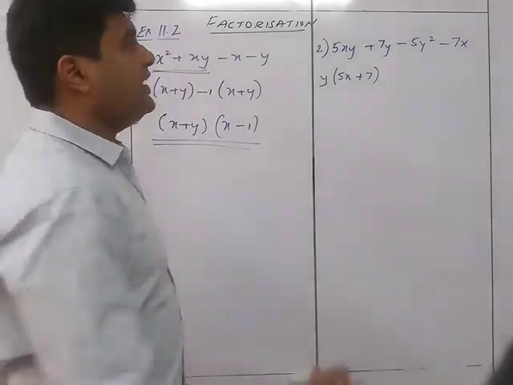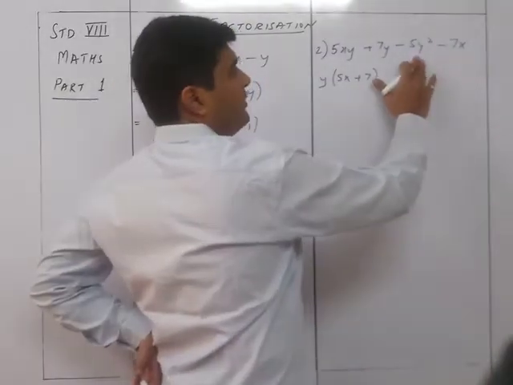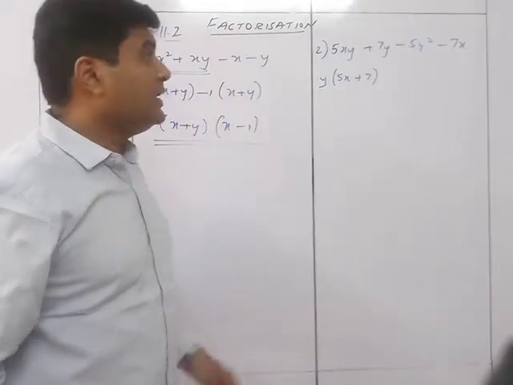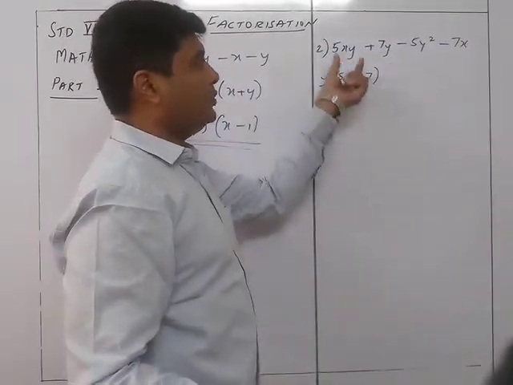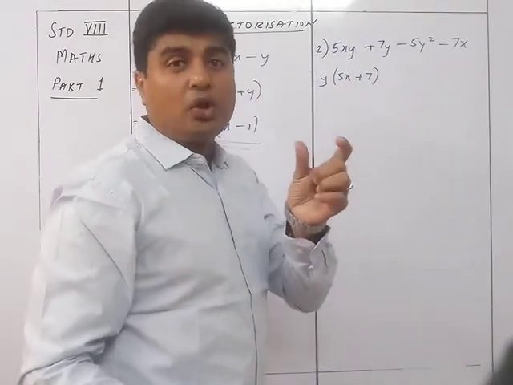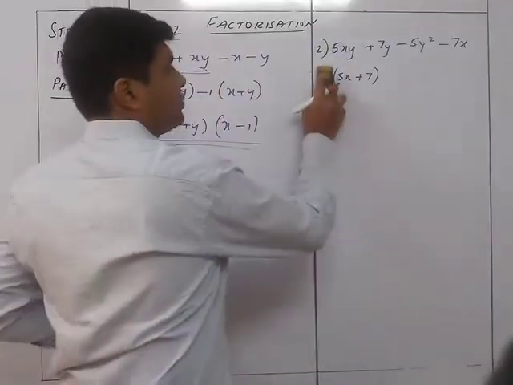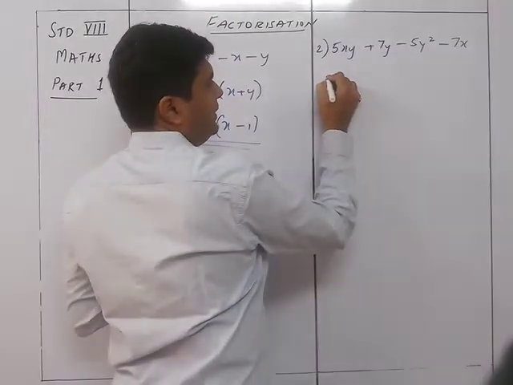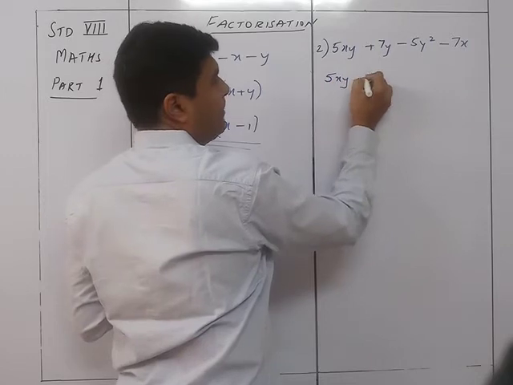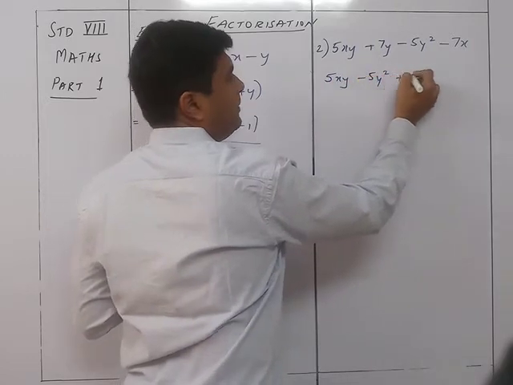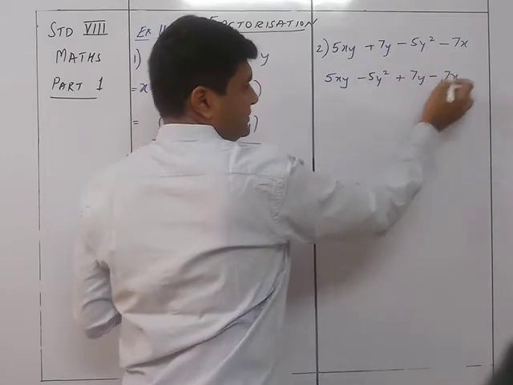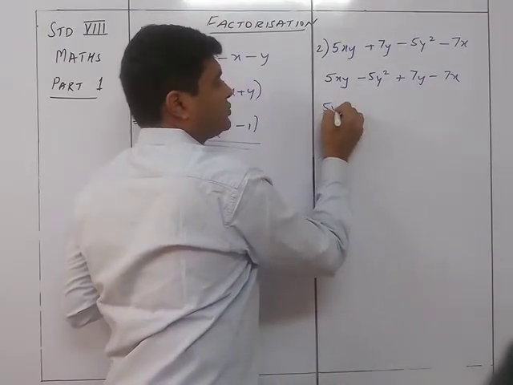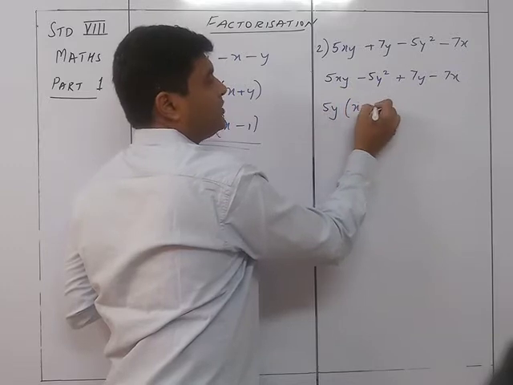Even if I take this, there is nothing common over here, you will find that they are not matching. So that means I will need to take some different values so that I can get something common in the bracket. So what I'll do is I'll just switch this like this. It will be 5xy minus 5y square plus 7y minus 7x. Between these two, you have got 5y as common. What is remaining is x minus y.